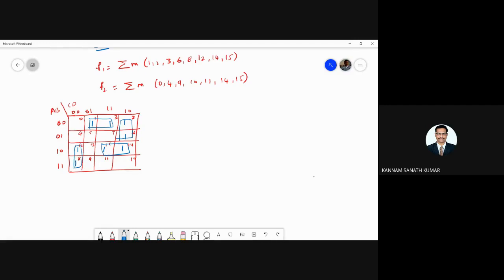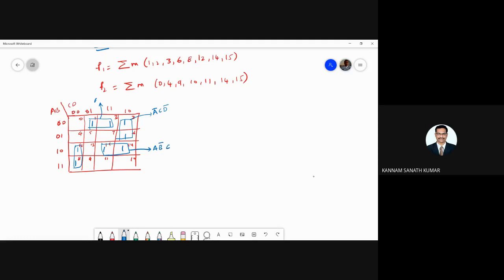So that means if you write for this one CD bar, and for this one CD bar, which one is common? A bar is common, no? Okay, so A bar, CD bar. A pair will eliminate only one variable. So directly I'm writing A B bar C.